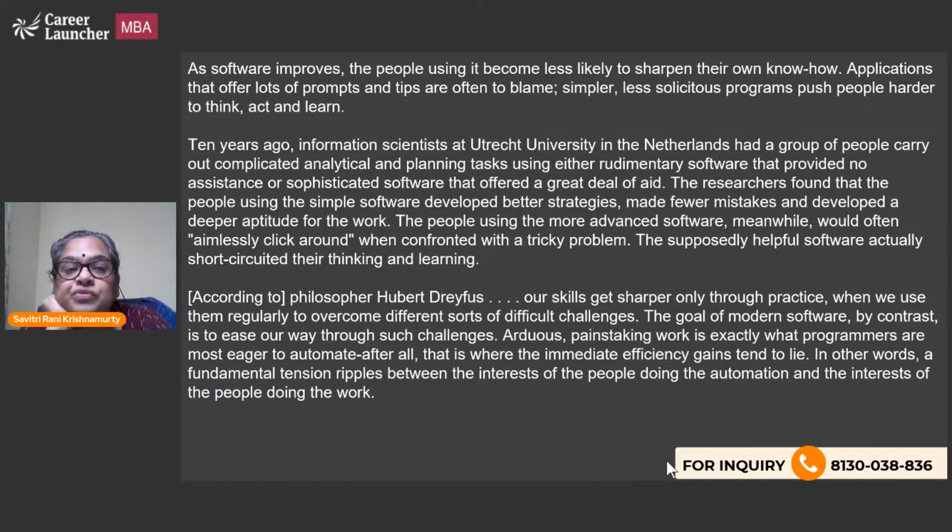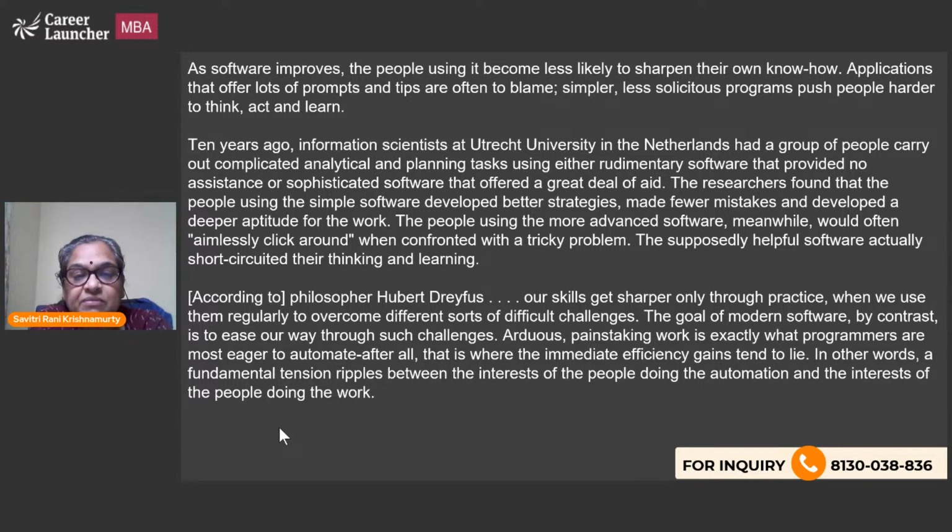As software improves, people using it become less likely to sharpen their know-how. Applications that offer a lot of prompts and tips are often to blame. Simpler, less solicitous programs push people harder to think, act, and learn. So, what's the first paragraph saying? That as software improves, we use our brains less. If the applications are simpler, then we think, act, and learn. When the applications are more advanced, we don't think, learn, or push ourselves to think.